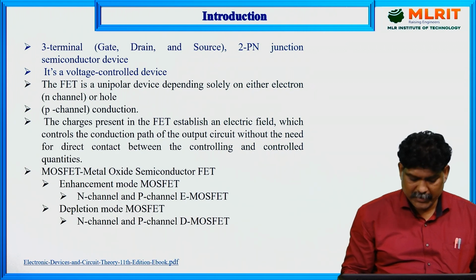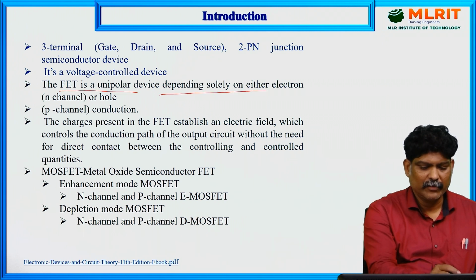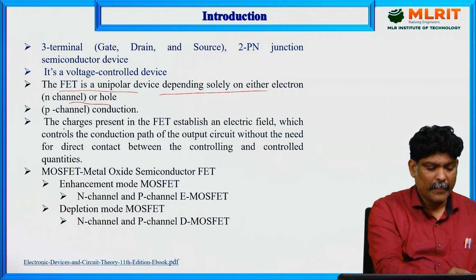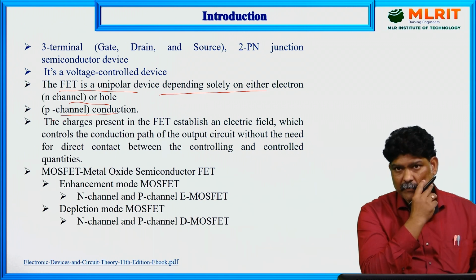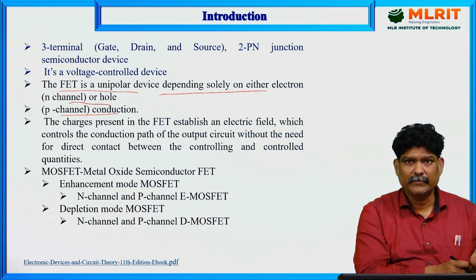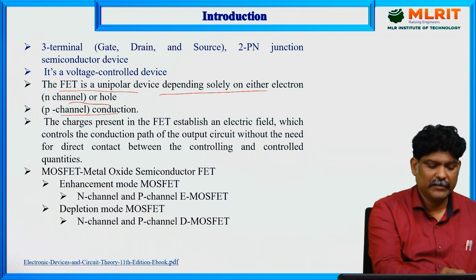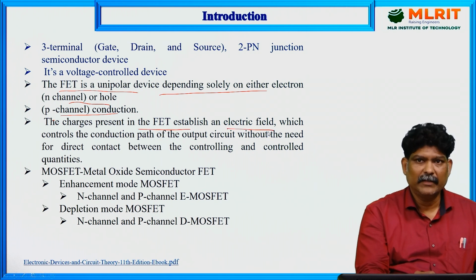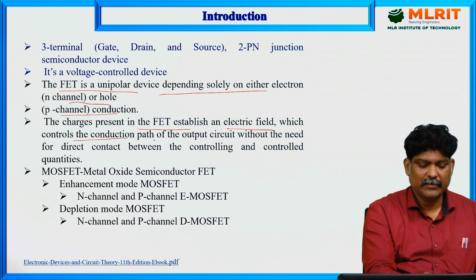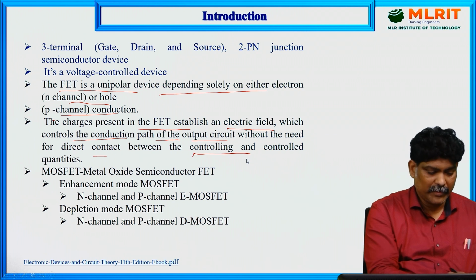This we have already discussed in the previous class. FET is a unipolar device depending solely on either electron or hole. When the principle of operation of MOSFET depends on holes, then we can say it is p channel conduction. The charges present in the FET establish an electric field which controls the conduction path of the output circuit without the need of direct contact between the controlling and controlled parameters.